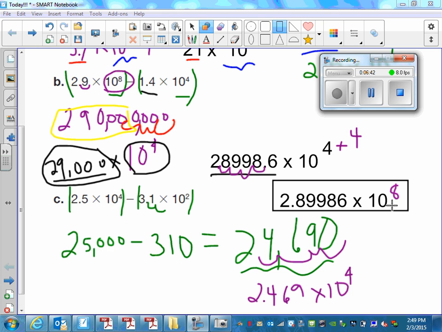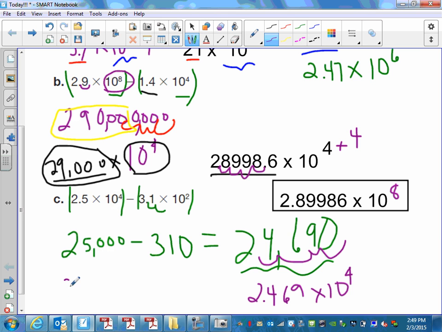This is for B. C, I did a different way. You're welcome to do the way I just did it here, or change the base. You would have to change this to a 10 to the 2. To change it to a 10 to the 2, you would have 250 times 10 to the 2. And then you would do 250 minus 3.1 and so on. I'll let you try D at home. There's A, B, C. Let's turn the page and look at number 3, A, B, C, and D.